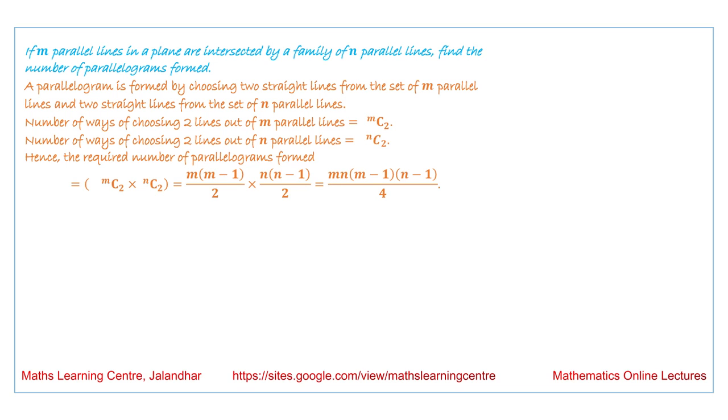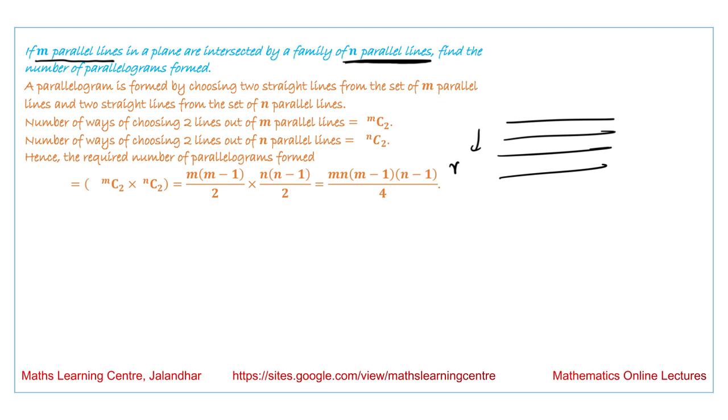Next is, if m parallel lines in a plane are intersected by a family of n parallel lines, there are m parallel lines, say these are m parallel lines, and these are intersected by n parallel lines. We are saying these are n parallel lines. Find the number of parallelograms formed. So if we look at this case, the parallelogram will be formed.